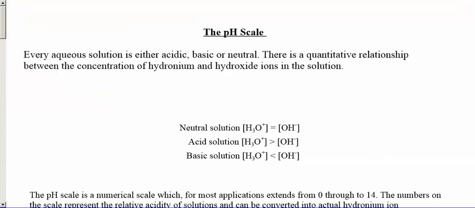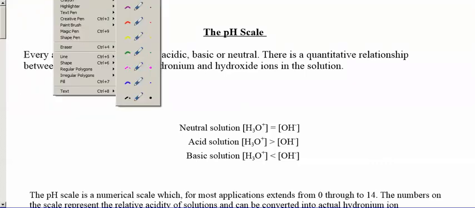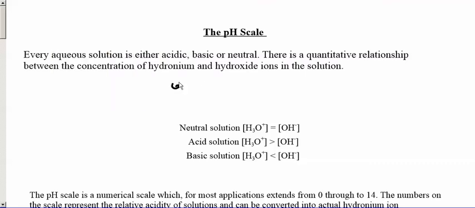Let me get my pen ready. All right, there we go.